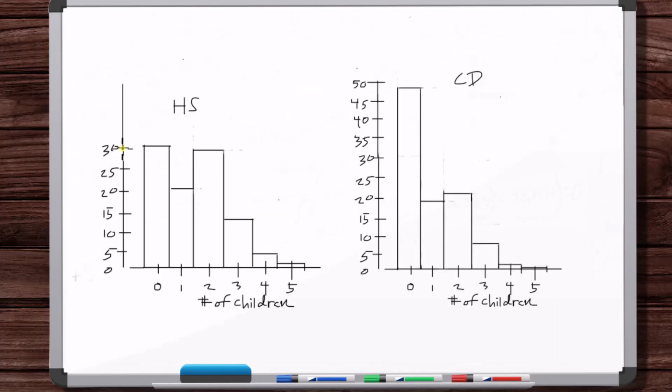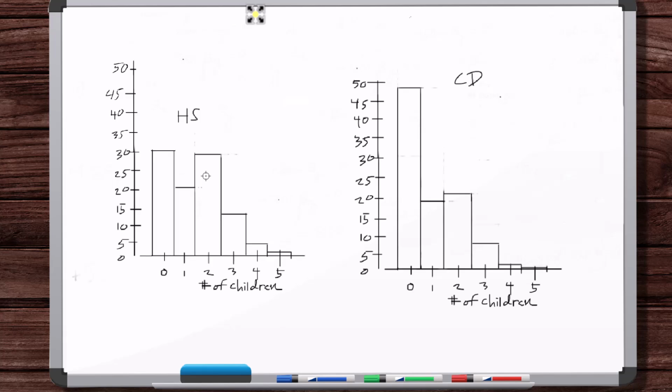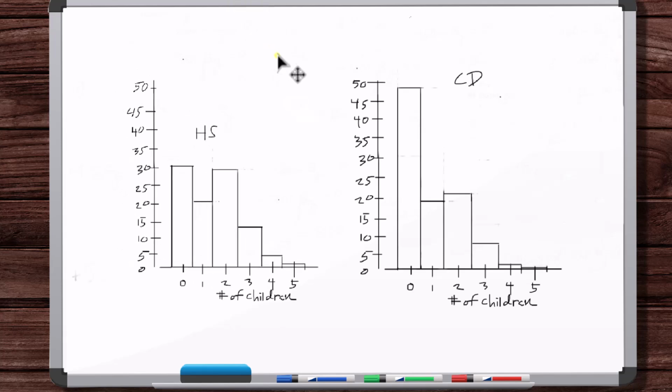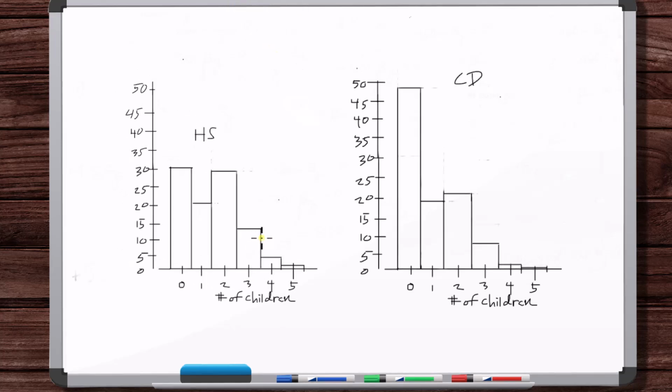So we can extend this up. So that's more of a direct comparison. And so we're skewed to the left here on the college degrees histogram. So women with college degrees have fewer children, is what this shows.